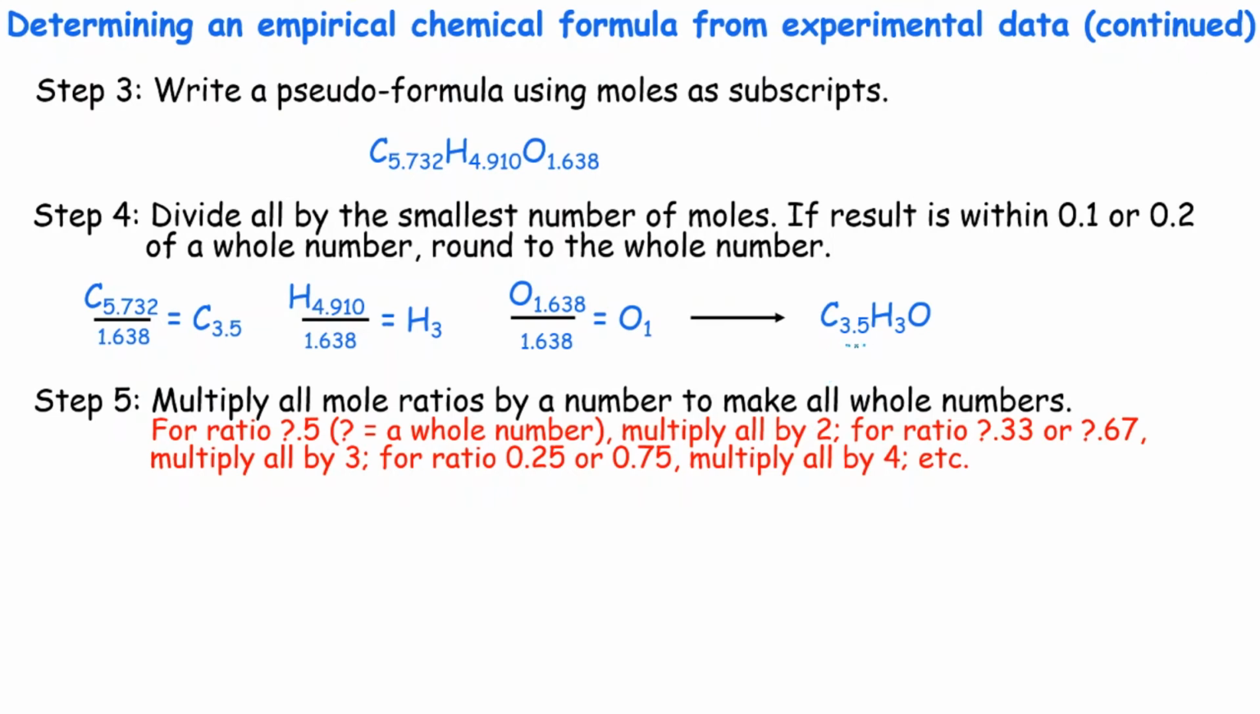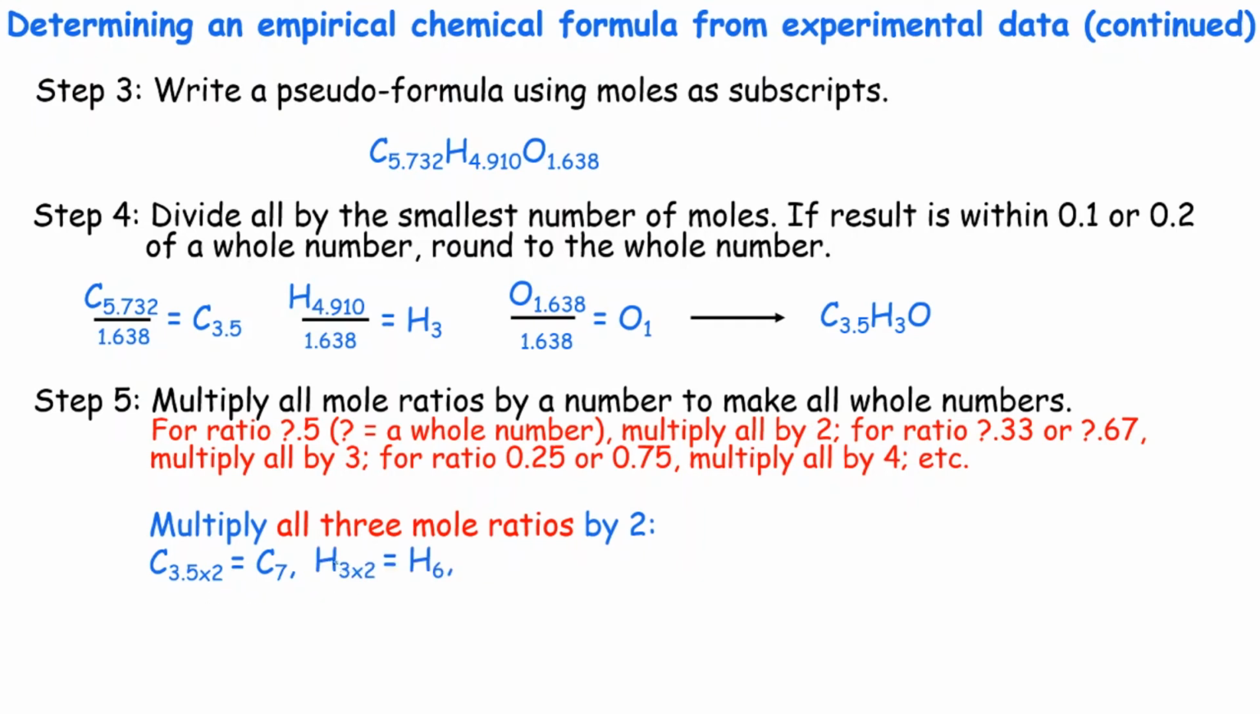So, of course, in this question, we have to multiply carbon's mole ratio by 2, but if we do that for carbon, we have to do that for hydrogen and oxygen. No discrimination. Okay, for carbon, we have 7 carbons now. Hydrogen, 3 times 2, we have 6. Oxygen, we have 2.